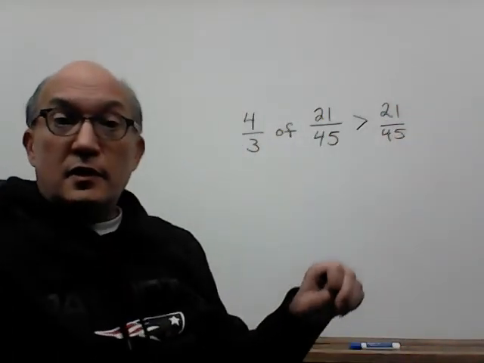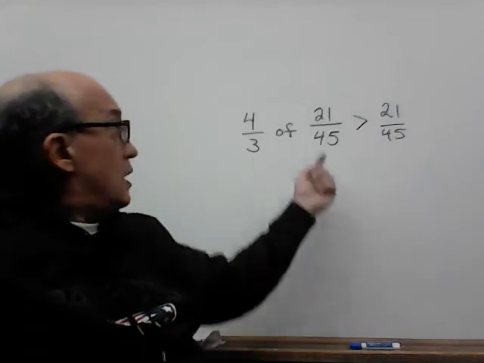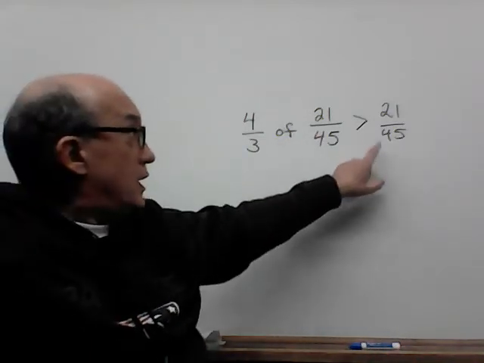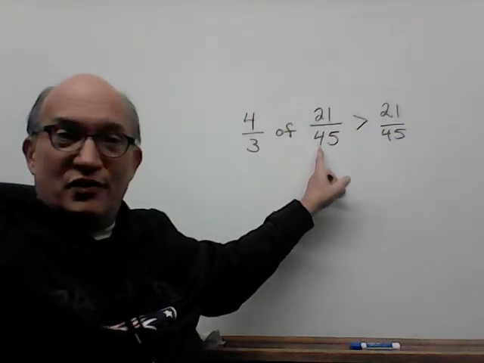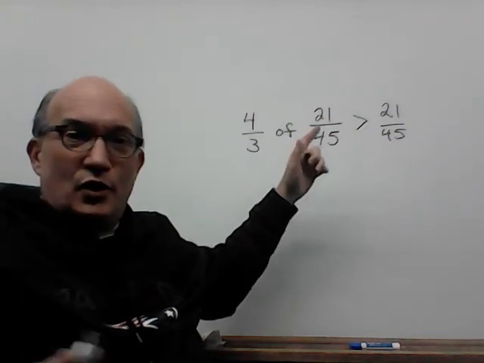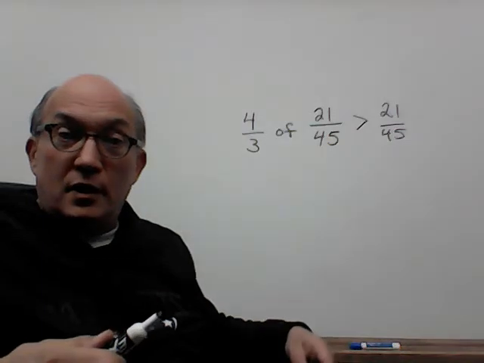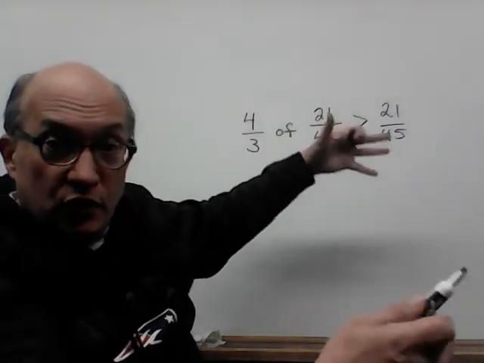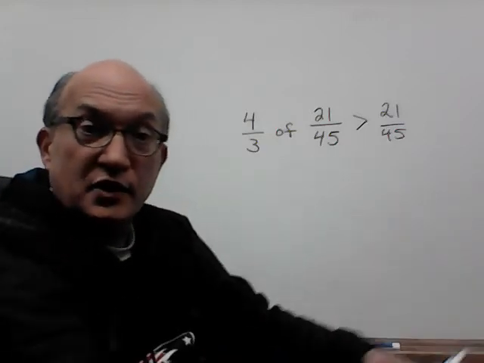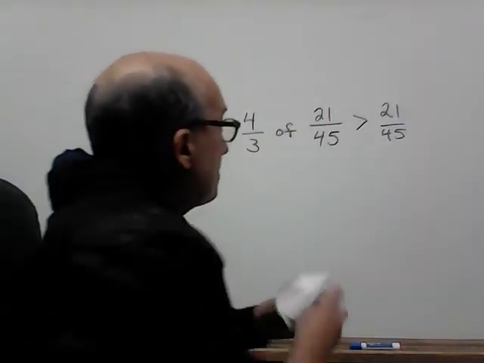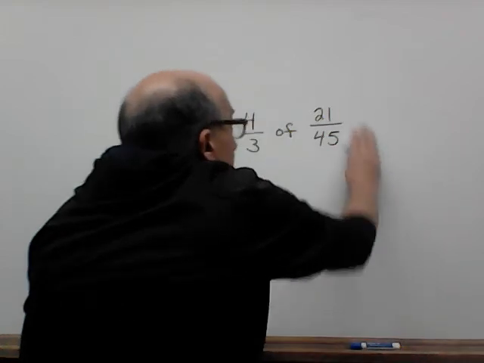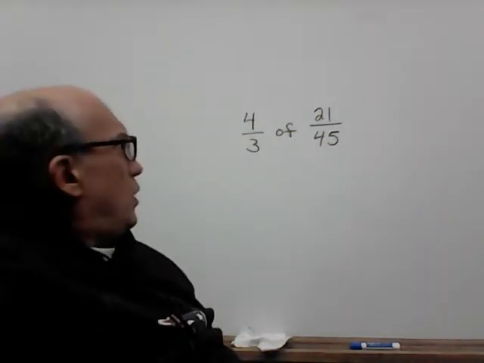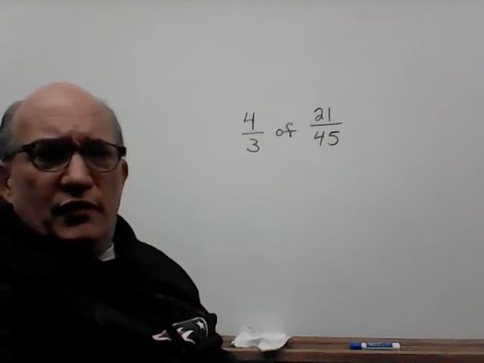Let's start with that. If you multiply a number like 21/45 by something greater than 1, you're going to get a number that's greater than the 21/45, right? Or, think of it this way, 3/3 of something is the whole number. 3/3 of 21/45 is 21/45, so 4/3 of it has to be bigger. Can you figure out mentally what 4/3 of 21/45 is?